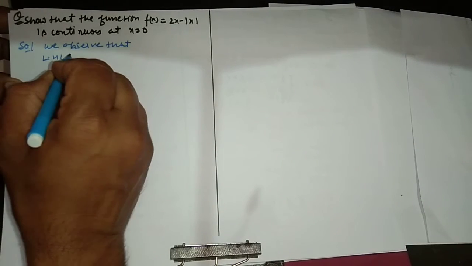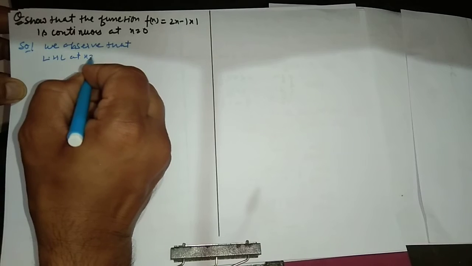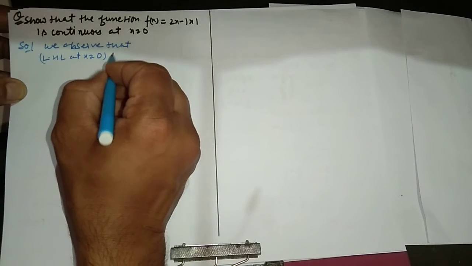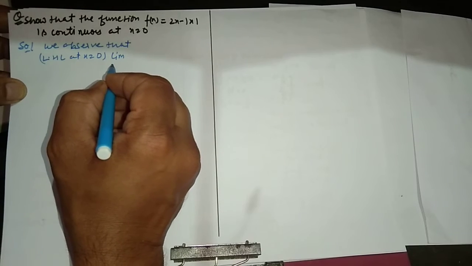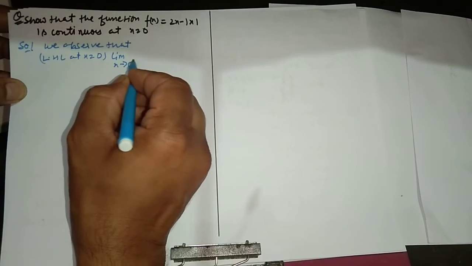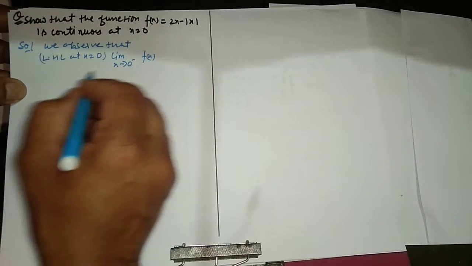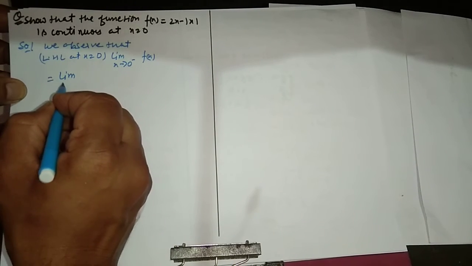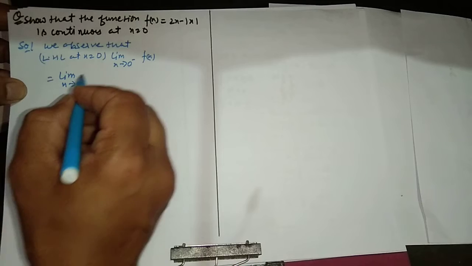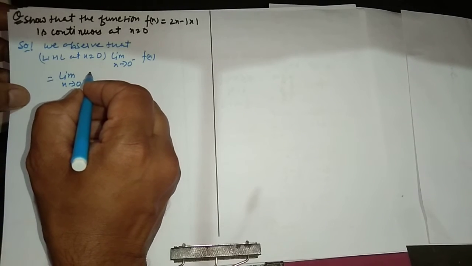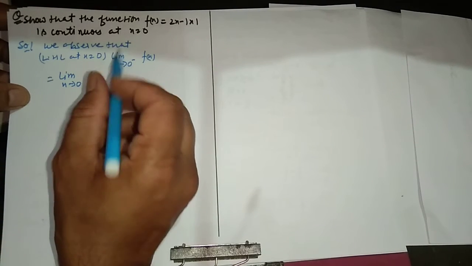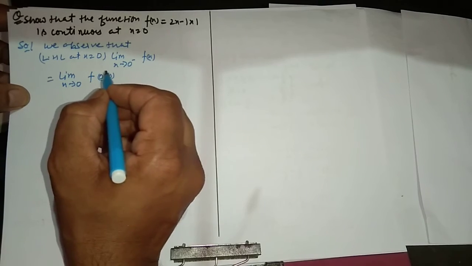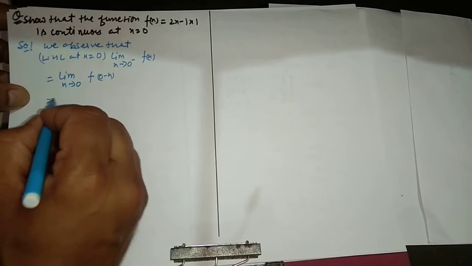we observe that the left hand limit at x is equal to 0, limit x tends to 0 negative f(x), we can write it as limit h tends to 0 f. In place of x we have to put 0, so 0 minus h. Clear?